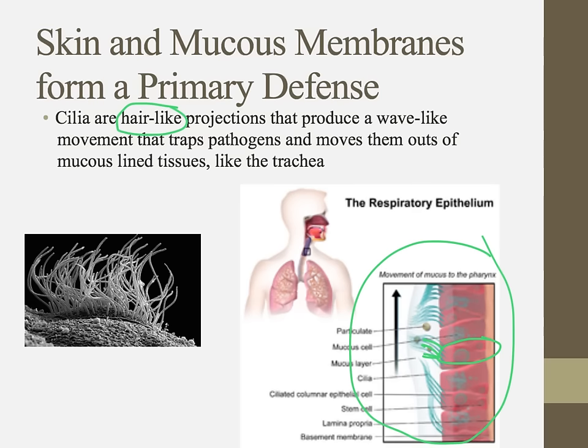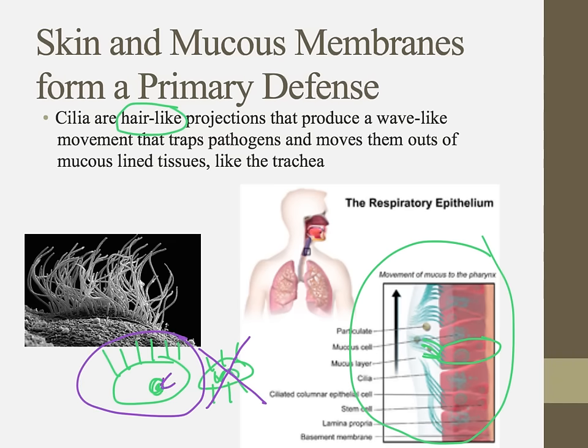Some people can get confused between cilia, which is what we're looking at here, and pili, which may look similar, but remember pili belong to prokaryotes, they're for exchanging plasmids. Cilia I'm going to find on eukaryotes, I should be able to see a nucleus here, but I digress. So those cilia are going to produce this wave-like motion upwards so that any pathogens that they trap move out. We want them moving back out, and we don't want them moving into our tissues. That's bad.